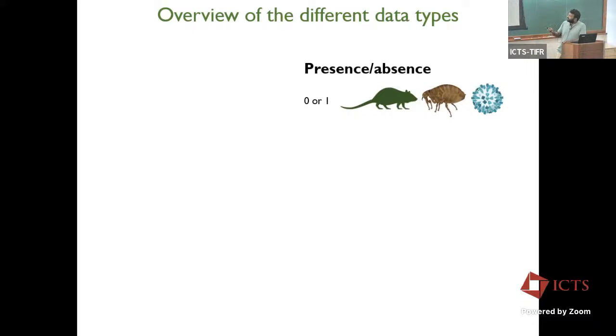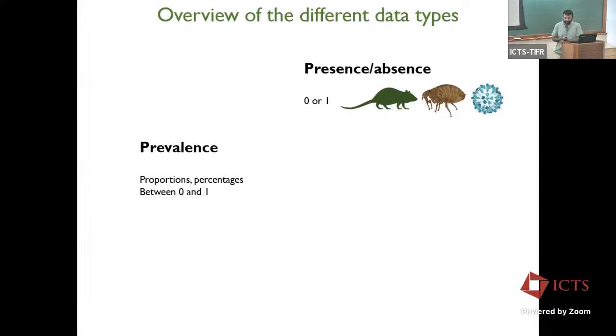And this data type is actually applicable to hosts, vectors and pathogens themselves, right? You can look at whether a pathogen is present or absent in a host or a vector. You can look at whether a vector is present or absent in a host. You can look at whether a host is present or absent in a forest landscape or a community or a particular site. So this presence absence data is a very valuable type of data for various parts of this entire ecosystem.